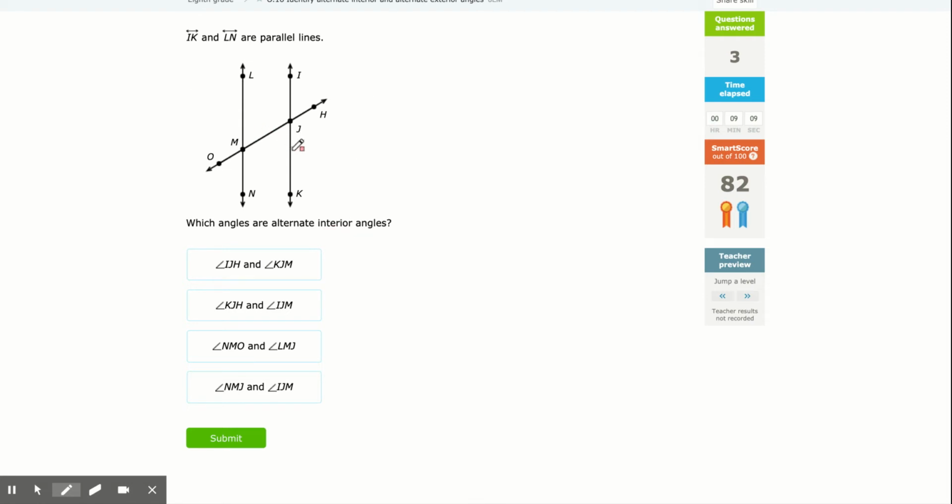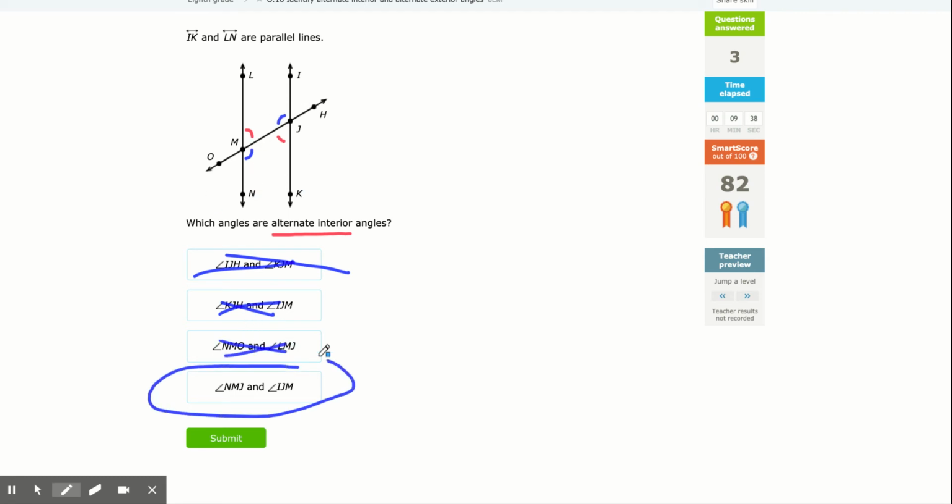Let me clear this off so it's a little easier to see. Since it's alternate interior, there either has to be these two or it has to be these two. Either the two red or the two blue. IJH, that's exterior. That's not even right. KJH, that's exterior. That can't be it. NMO, that's exterior. That can't be it. Has to be this one.